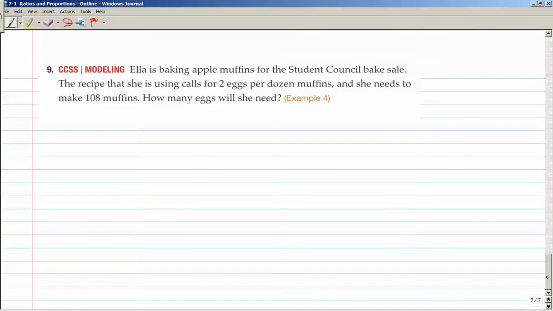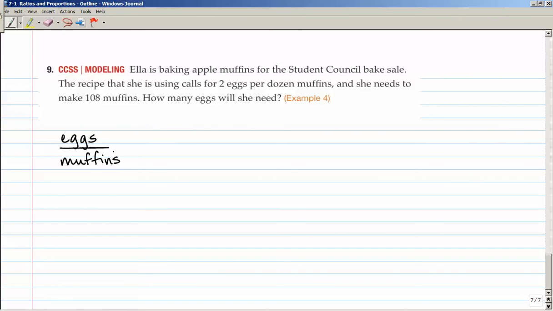And our last example is going to use a problem from the textbook that's actually a word problem. Ella is baking apple muffins for the Student Council bake sale. The recipe that she is using calls for 2 eggs per dozen muffins. So for every 1 dozen muffins, for every 12 muffins, you need 2 eggs. She needs to bake 108 muffins. How many eggs is she going to need? So we're going to set up a ratio and then write it as a proportion. I need to know how many eggs per muffins.